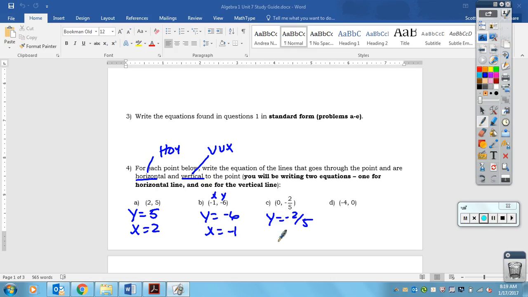y equals negative 2/5, and x equals 0. And y equals 0, and x equals negative 4. It's really that easy. These are 1, 2, 3, 4, 5, 6, 7, there are 8 different lines drawn here. Remember that each point has a horizontal and a vertical line that could go through it.